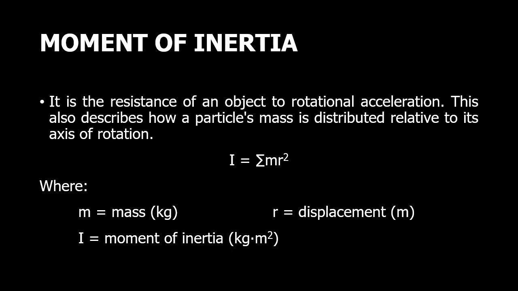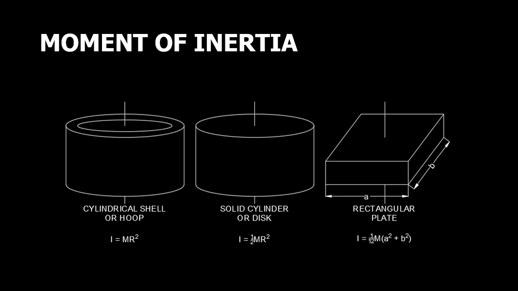In order to solve for the moment of inertia, we have that formula where m is equal to mass, which has a unit of kilogram, r is for displacement, which has a unit of meter, and I is equal to the moment of inertia, which has a unit of kilogram meter squared. Then, the formula on the past slide is only applicable for a cylindrical shell or hoop. But if we have a solid cylinder or disc, we will use another formula, which is 1/2 mr squared.